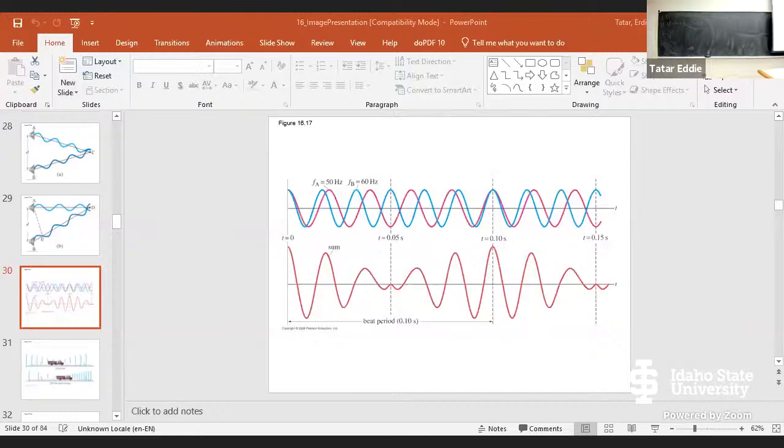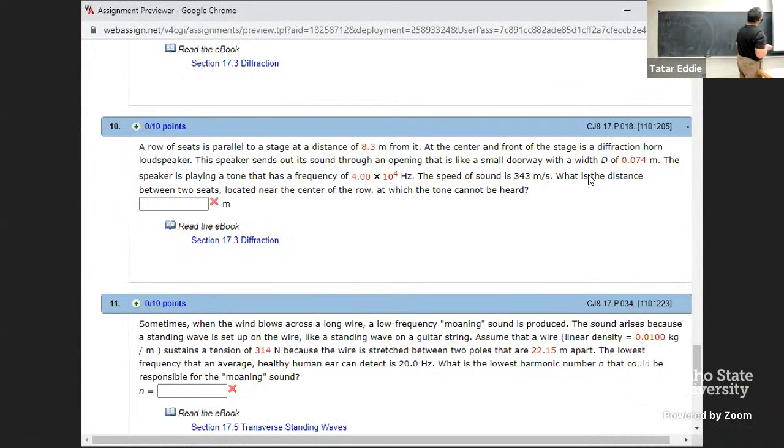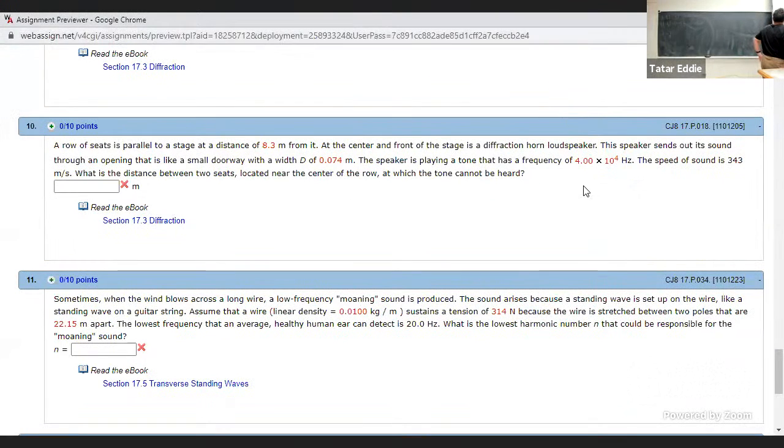Okay, so now would probably be a reasonable time. Could you please share this to solve problem number 10 from the homework assignments, because it is related with the formulas that are already on the board. You have a row of seats parallel to a stage at a certain distance from the stage. And at the center in front of the stage is a diffraction horn loudspeaker. So what is a diffraction horn? We mentioned it last time, but I probably have to repeat it again.